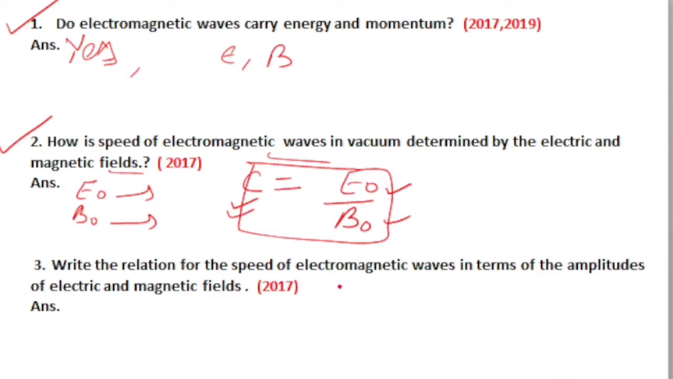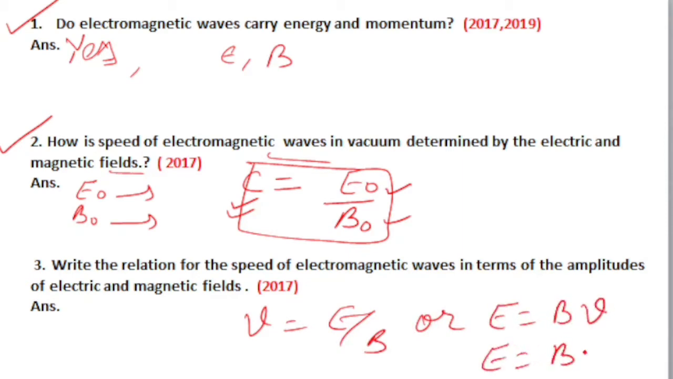Write the relation for speed of electromagnetic wave in terms of amplitude of electric and magnetic field. These are peak values of electric field and magnetic field. So you can write that V equal to E by B, or E equal to B V, or you can also write E equal to BC, because electromagnetic wave travels with the speed of light. So you must remember this formula also, E equal to BV.